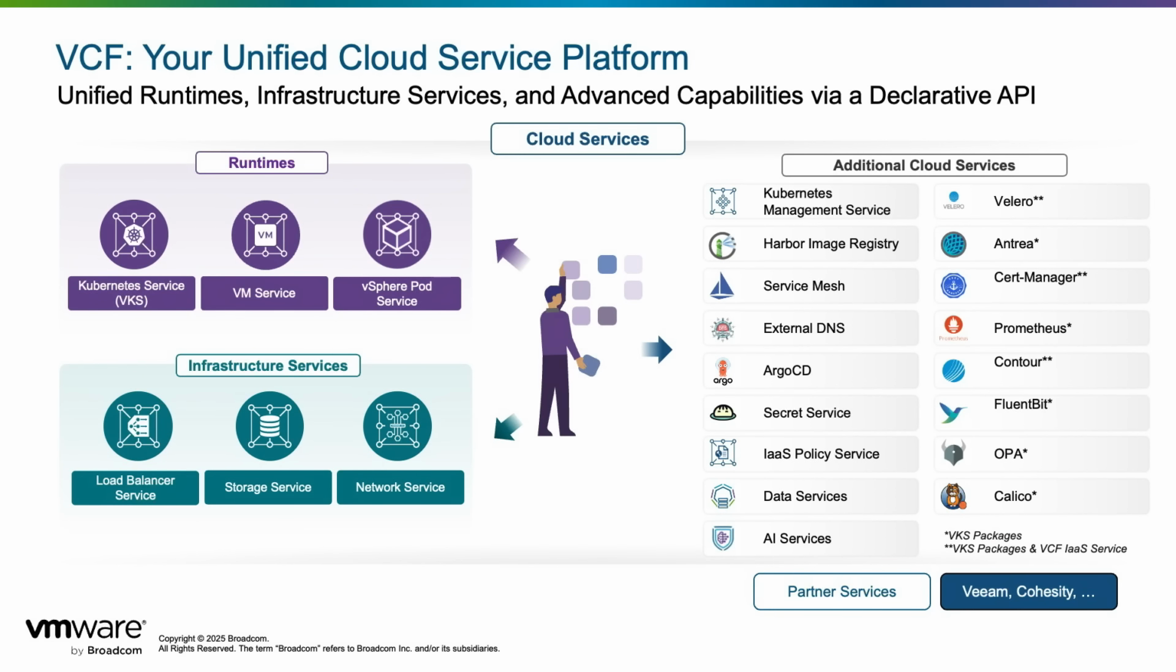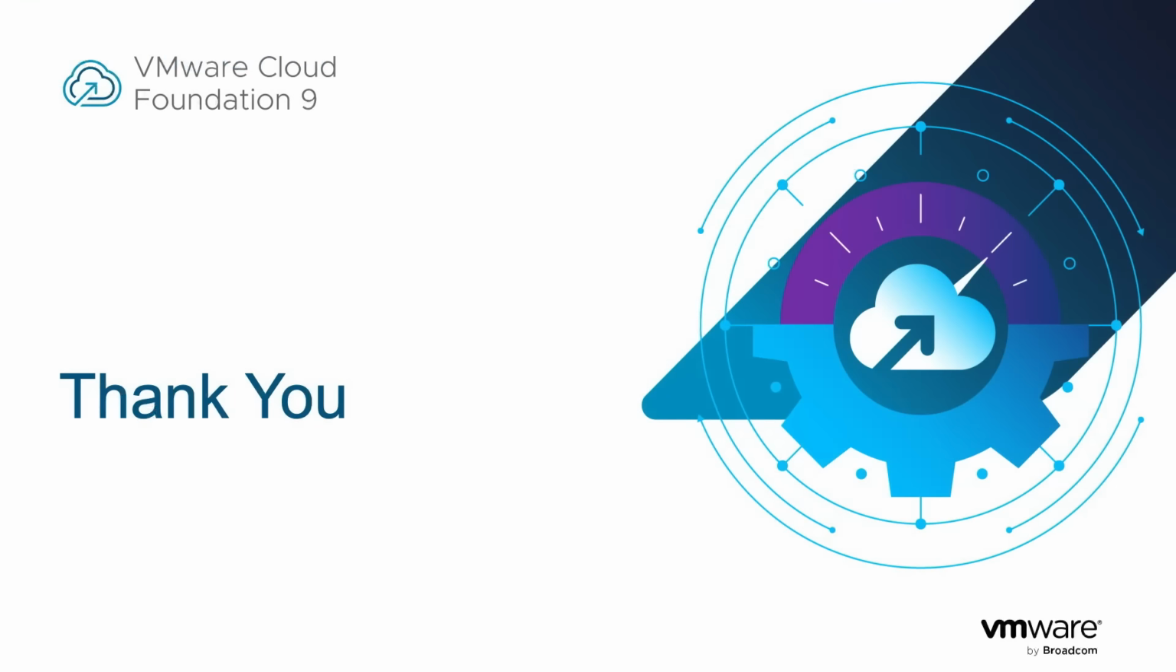There's also some additional services on the right that we see. So we'll see Harbor for image registry. There are some things for service mesh, et cetera. Argo CD for continuous delivery, and so forth. And then, of course, AI services. So we're continuing to support our NVIDIA AI GPU services and stuff like that.